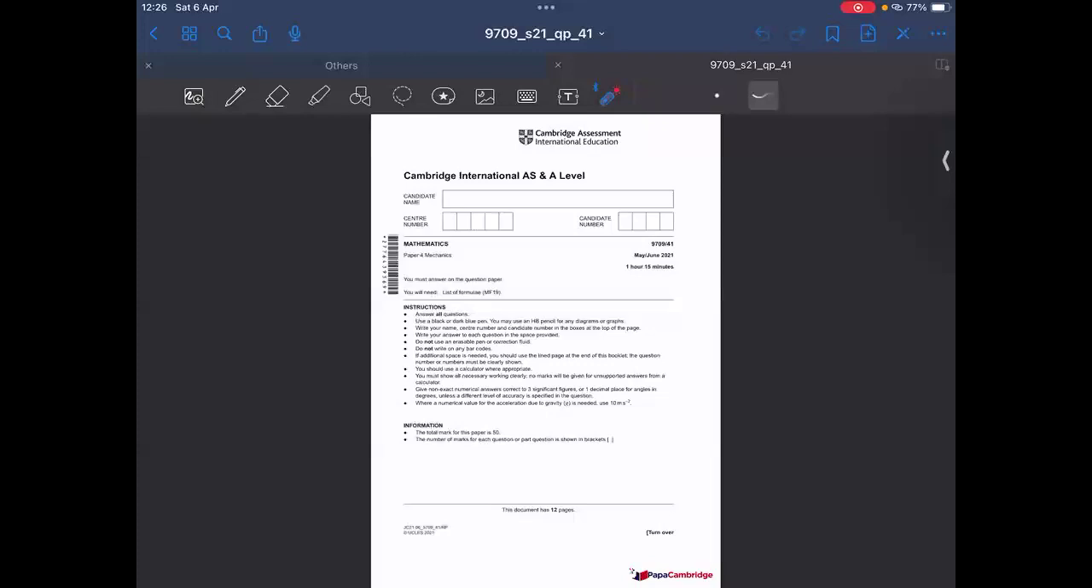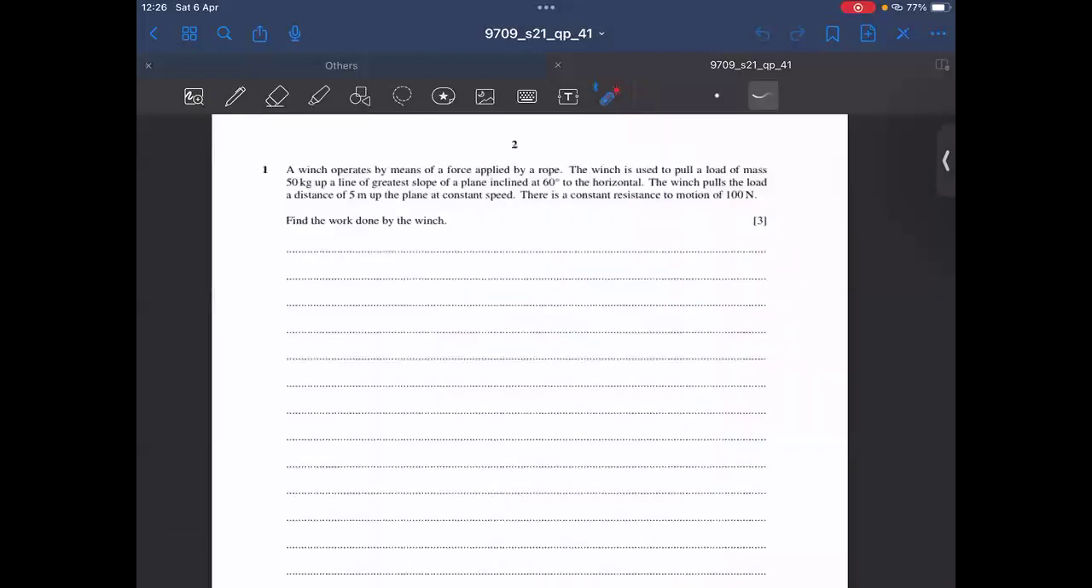In today's another class of mechanics, we're going to be solving another paper, that is May June 2021, variant 41.